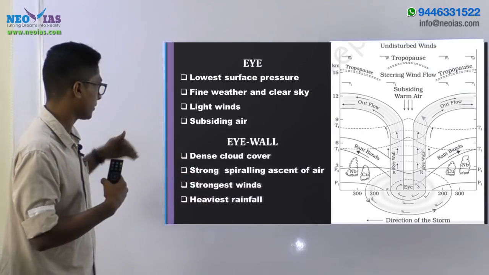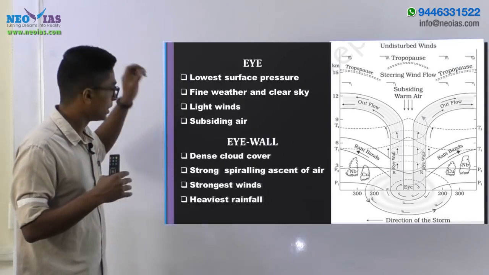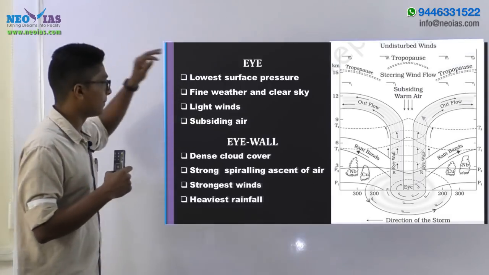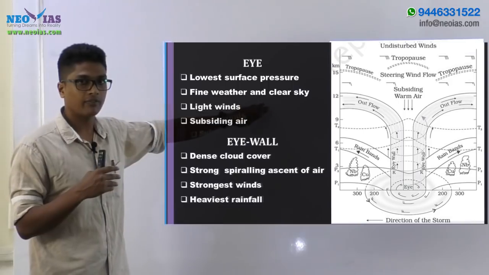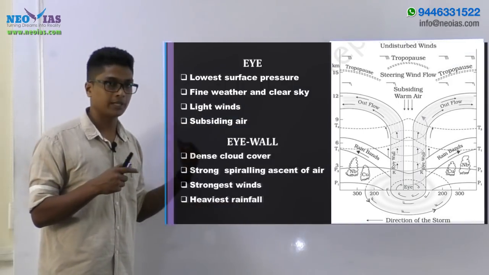We'll see how they are changing. So regarding the eye regions, these are the four important properties you have to remember. The lower surface temperature, clear sky and fine weather, light winds, and subsiding air.